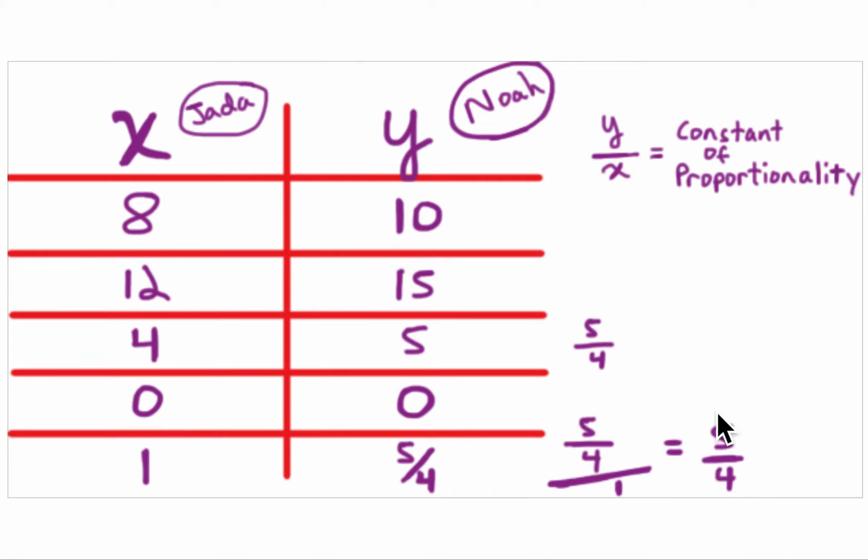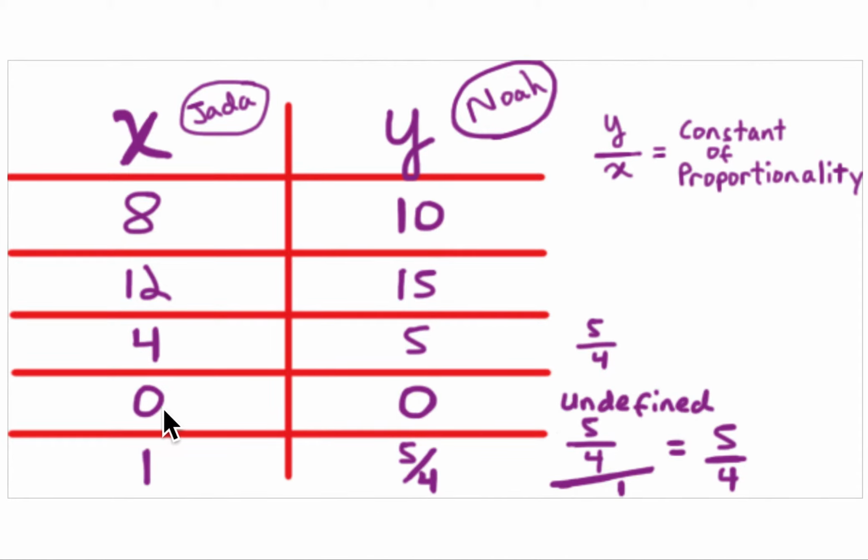So this is called the unit rate. How far does Noah go in just one of Jada's steps? So this is the unit right here, 1 step that Jada takes. How far does Noah go? He goes 5/4 of a step. So this is called the unit rate. 0,0 is undefined. You don't write that as a ratio or a fraction. It's a proportional relationship. It goes through 0. So if Jada has taken 0 steps, Noah has taken 0 steps. They've gone 0 distance.